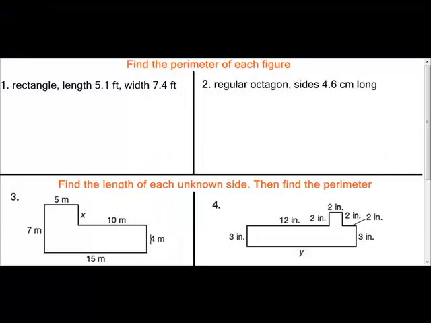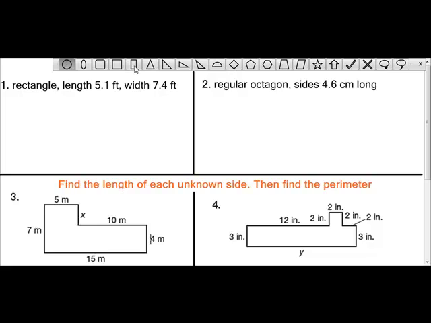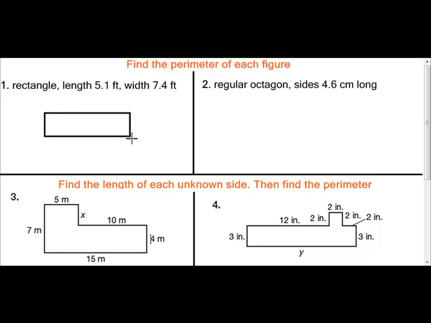So let's take a look at some other figures here. One is a rectangle with a length of 5.1 and a width of 7.4. Now probably one of the best ways to do this is to just go ahead and draw your rectangle. So we're going to draw a rectangle, and let's make our shorter side 5.1. By the way, this is not to scale, and the longer side is 7.4. So we would add up all the sides. We would say this is 5.1, this is 7.4, and we could line up those numbers and add them together.